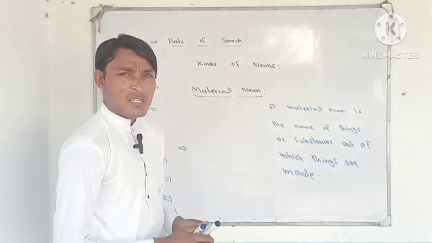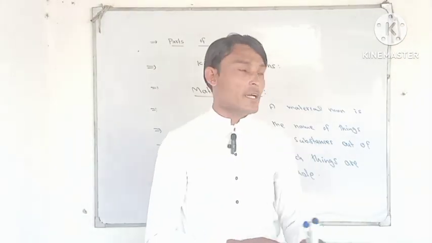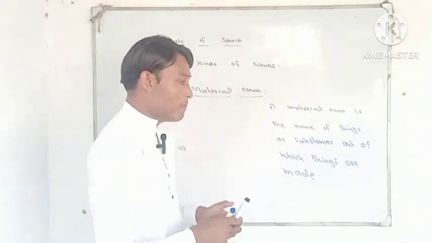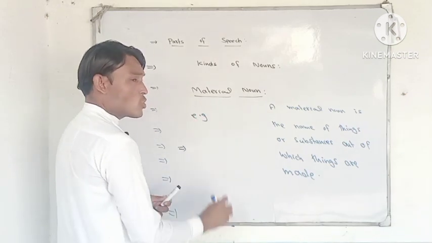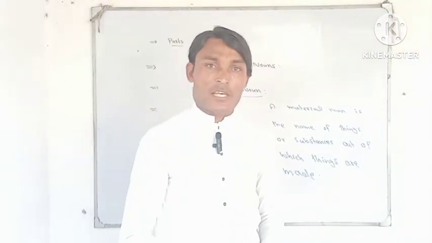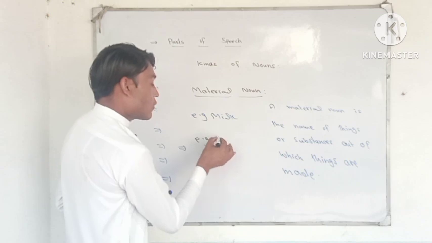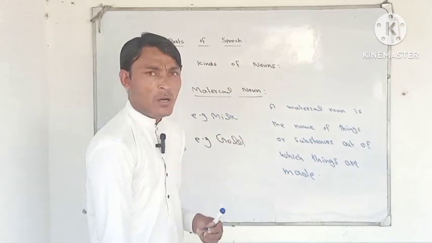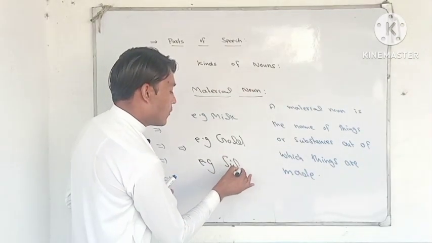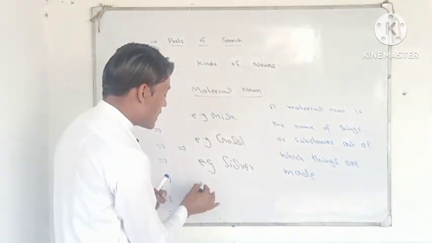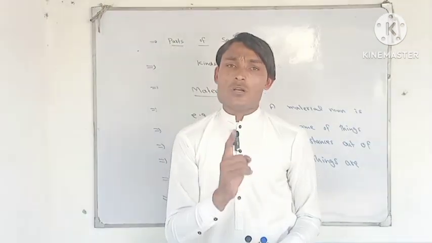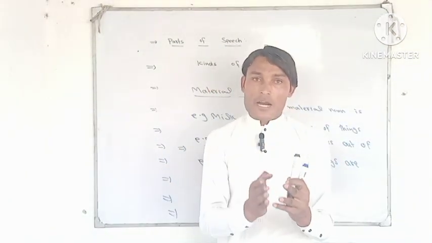Let's see what a material noun is. We may simply define that a material noun is the name of things or substances out of which things are made. For example, we can take the example of milk. From milk we can make many things. Besides this, if we take the example of gold, from gold we can make many things. And besides this, we can also take the example of silver, and soil. From soil we can make many things. So that was the end of the kinds of noun.